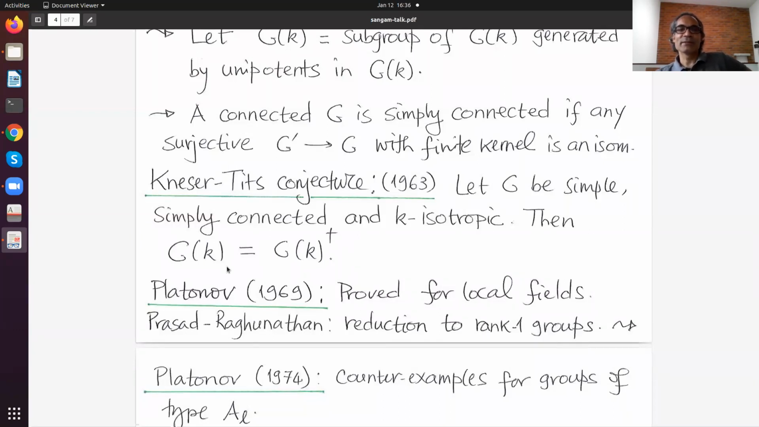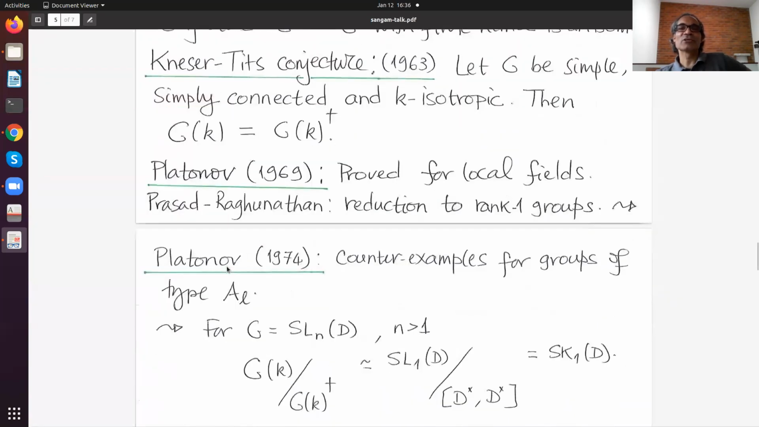This was expected, but Platonov, we saw, in 1969 proved this conjecture for local fields, and there was some Indian contribution more than this. I will come to this. Prasad and Raghunathan, they reduced this to proving the assertion for all rank 1 groups.